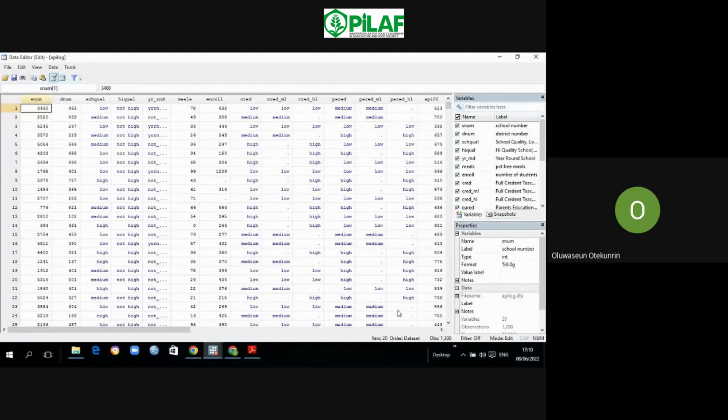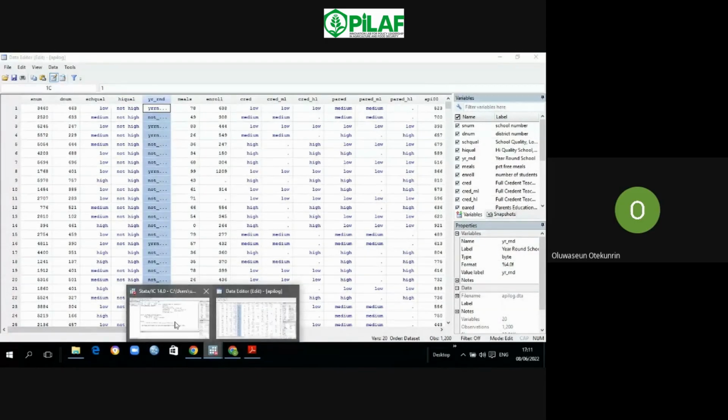If we look at that data set, we will see that there are 20 variables. There are 1,200 observations. Of interest to us is this fourth one, high quality. You can see the label, high quality school, high versus not. You see the not high is 0, while the high is 1. We also have interest in some other variables like year-round, school, meals, etc.